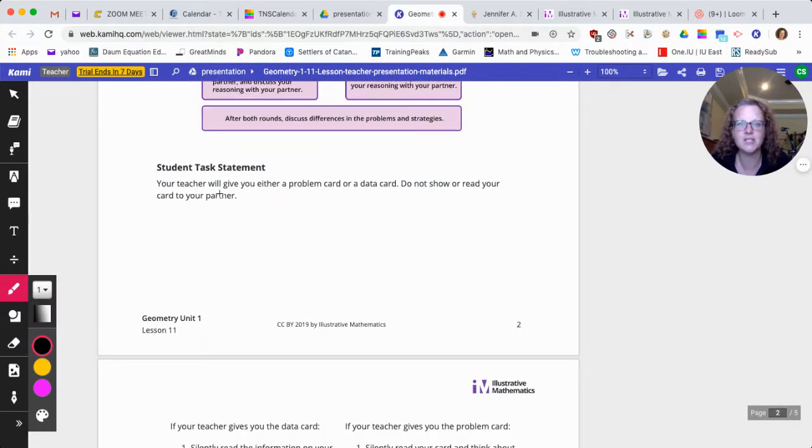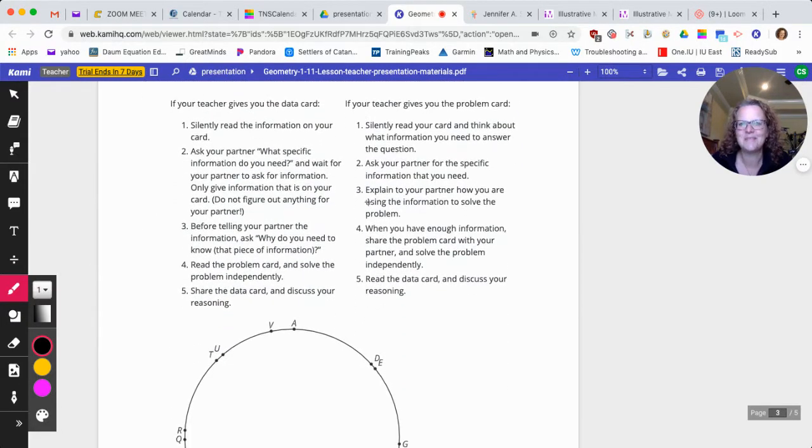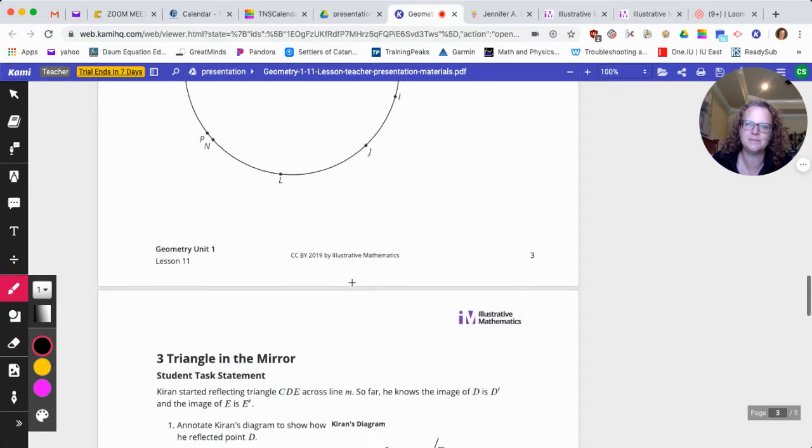Here, your teacher will give you either a problem card or a data card. Do not show or read your card to your partner. If your teacher gives you the data card, silently read it, ask your partner what specific information they need. Before telling your partner the information, ask why they need it. So there we go.